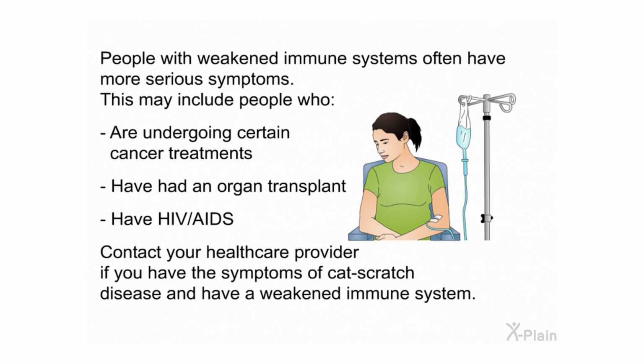People with weakened immune systems often have more serious symptoms. This may include people who are undergoing certain cancer treatments, have had an organ transplant, have HIV or AIDS. Contact your healthcare provider if you have the symptoms of cat scratch disease and have a weakened immune system.